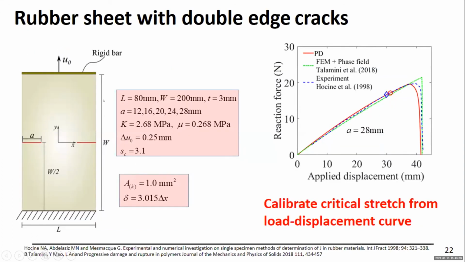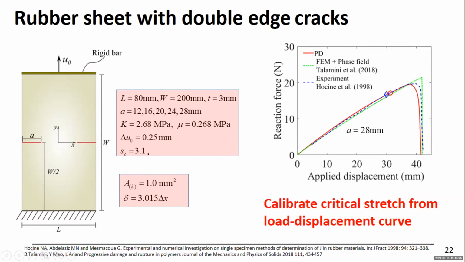And so here's an example. I have a rubber sheet with double edge cracks. And this particular specimen was considered by Hossain and his colleagues in 1998. And they considered the crack length to be 12, 16, 20, 24, 28, 5 different crack lengths. And everything else is the same. But the only thing that we don't know in this particular case is the critical stretch. So what we did is we used one of these configurations, in this case, crack length being 28 millimeters. We basically calibrated the critical stretch for this particular case. Okay, so reaction force is a function of applied displacements.